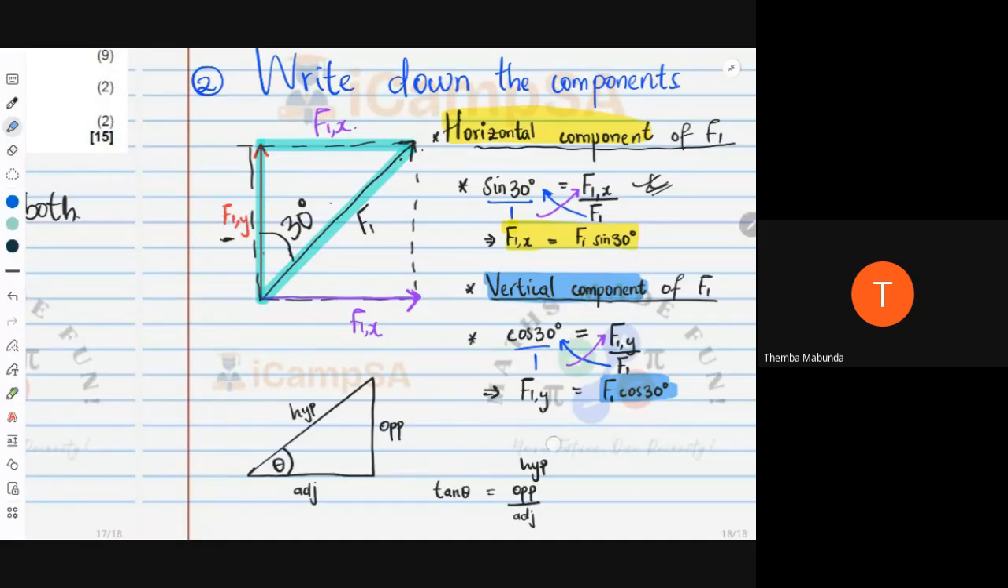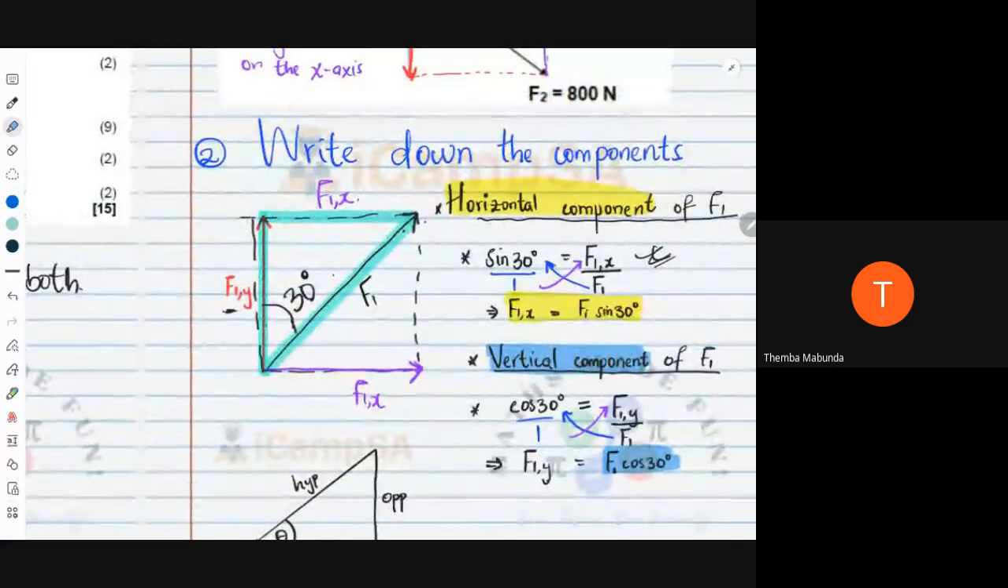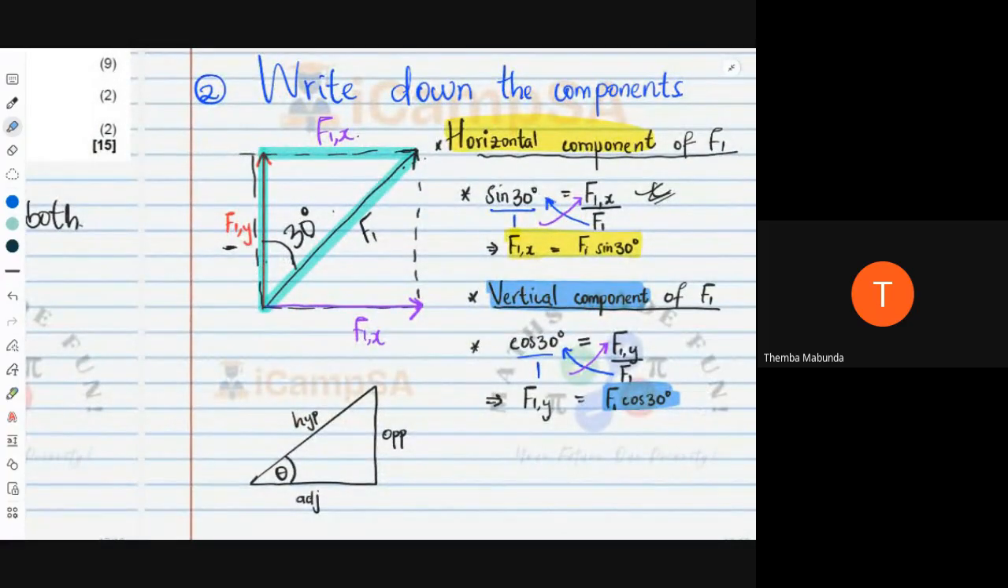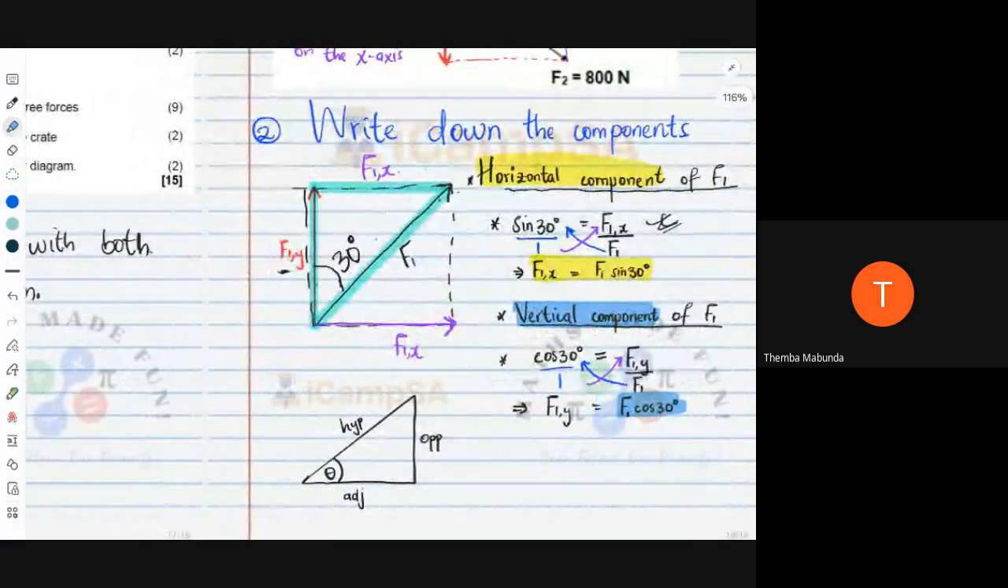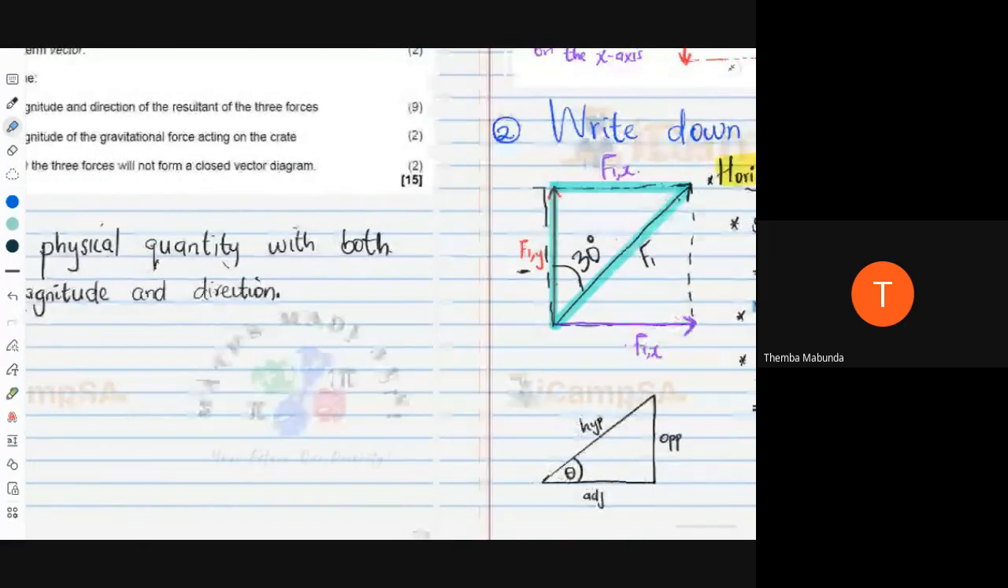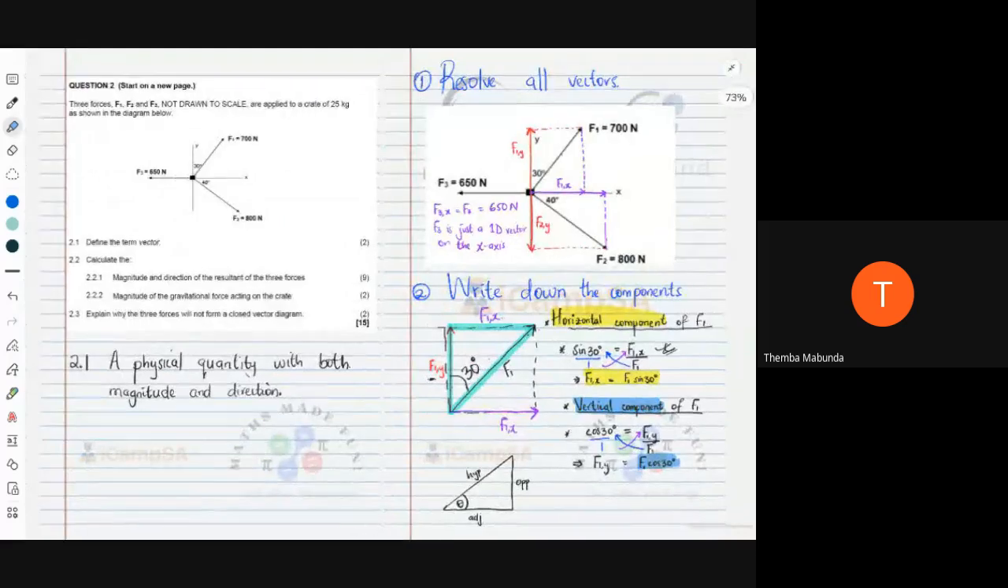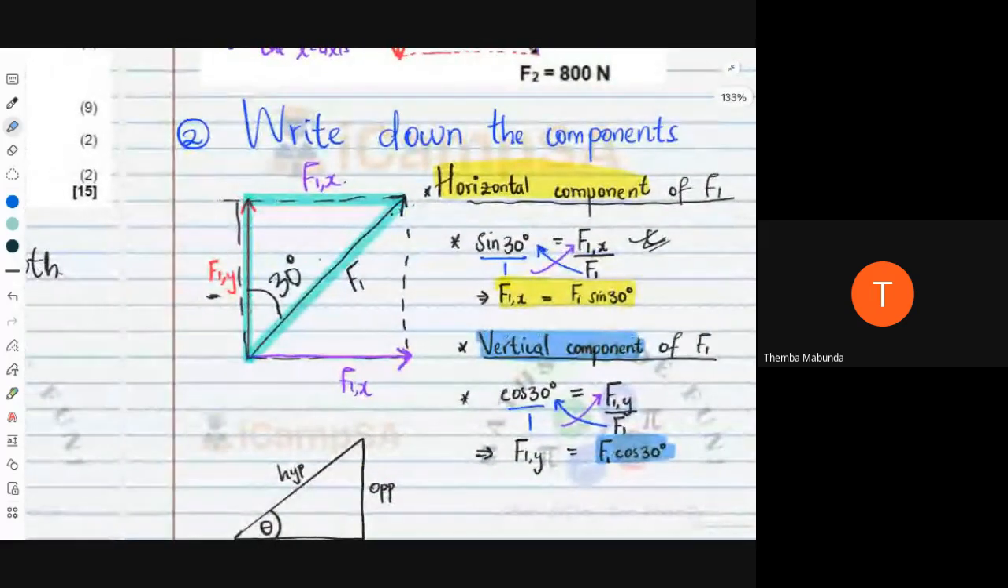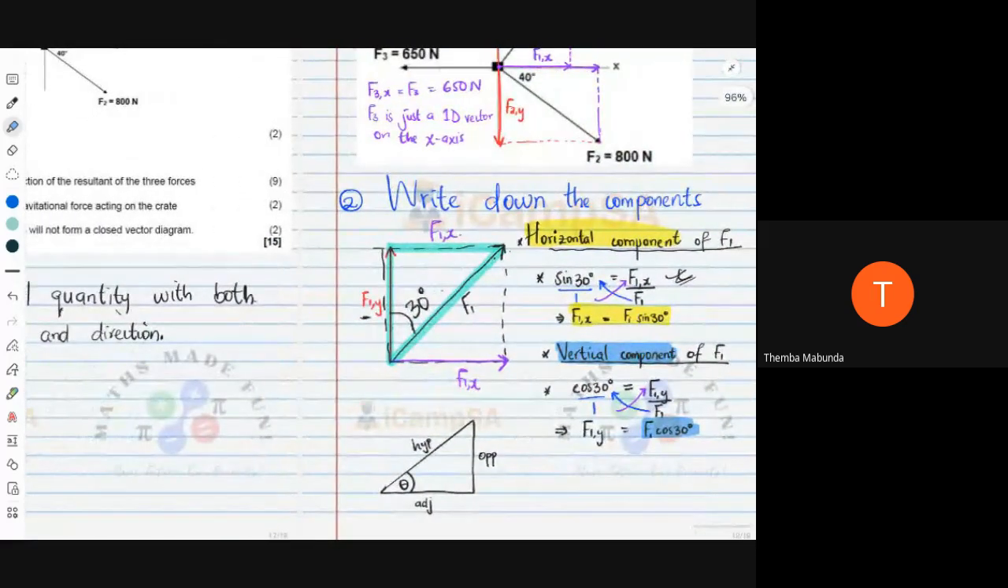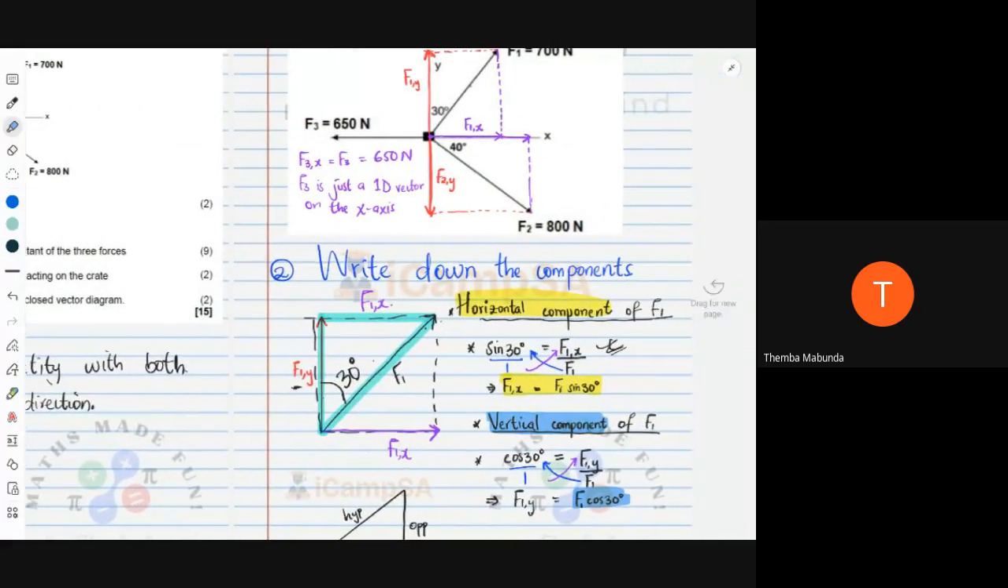Let me leave this triangle here. All right, so that is how you do the components. This example is taking too long. We might only do this one only, but we will see. So do you see how we do it? Vertical component, horizontal component. We've just done F1 for now. Let's go to F2, okay?